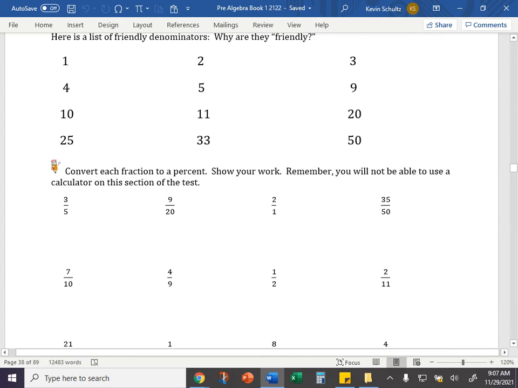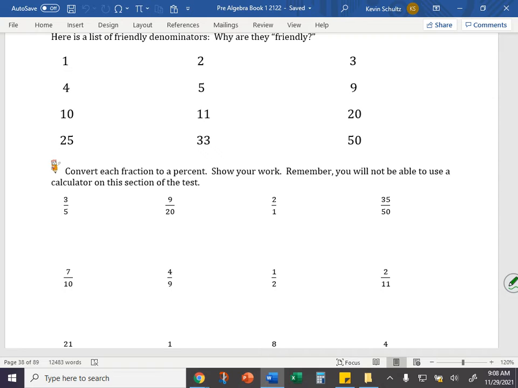Don't worry about it yet. How would you handle something like 3/5? Lexi? You would multiply 5 by 20 to get 100. Yes. And you do 3 times whatever number you multiply the bottom by. We did this when we converted from fractions to decimals.